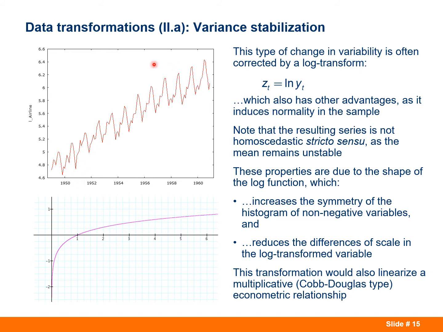This transformation works in this way because of the shape of the log function that you see here. The log function is such that if we transform by logs two observations which are very large in the original metrics, the log transform has a smaller difference. And this is the reason why the small variability observations around here now have a more comparable metric with the large variability observations that we had here before the transformation.